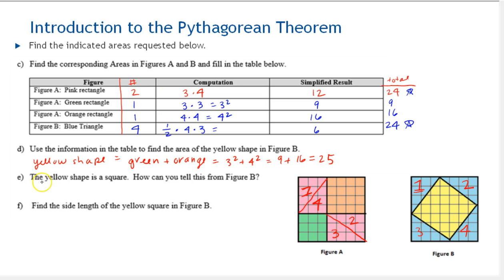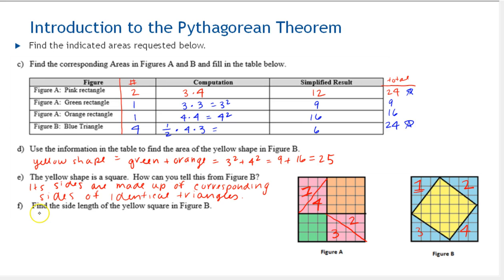Now we're told the yellow shape is a square, but how can we tell this from figure B? Well, looking at figure B, notice that these 4 sides are what we call the hypotenuse, or the longest sides of each of these triangles. So these 4 triangles are identical. They're just moved around a little bit like we saw here. But these sides are equivalent to these diagonals in this figure, so that means they're all equal. So we can say its sides are made up of corresponding sides of identical triangles. So that means all of these side lengths are the same, and that means the yellow figure is a square.